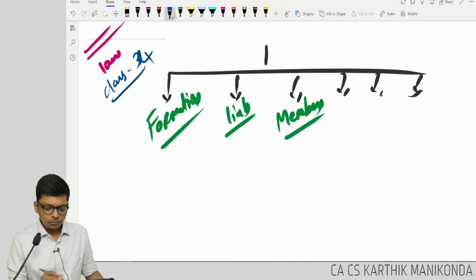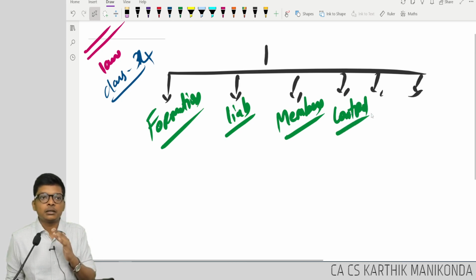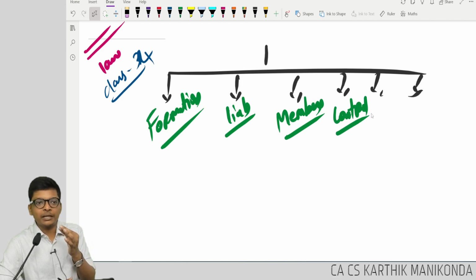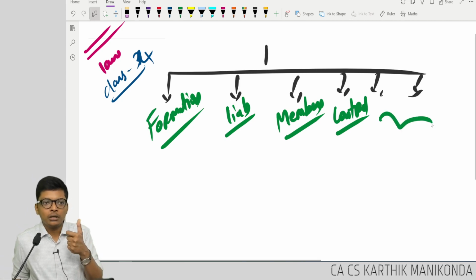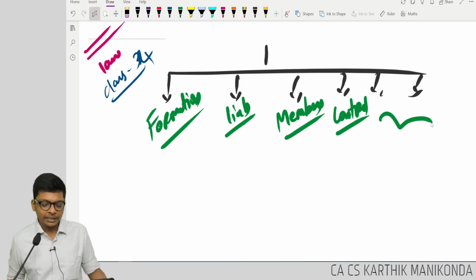Then company based on control. In control we have listed, holding and subsidiary, and associate company, where we finished holding and subsidiary. Then we have two more categories based on control, others. We finished this, and the chapter will come to an end. Are you following, guys? Clear?